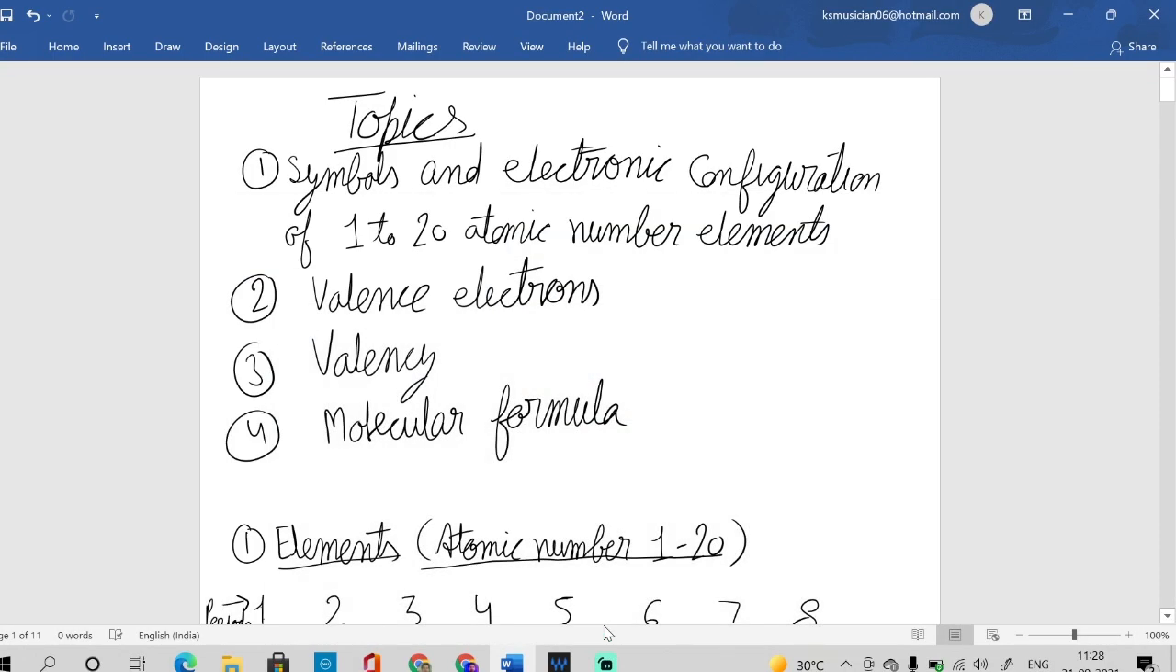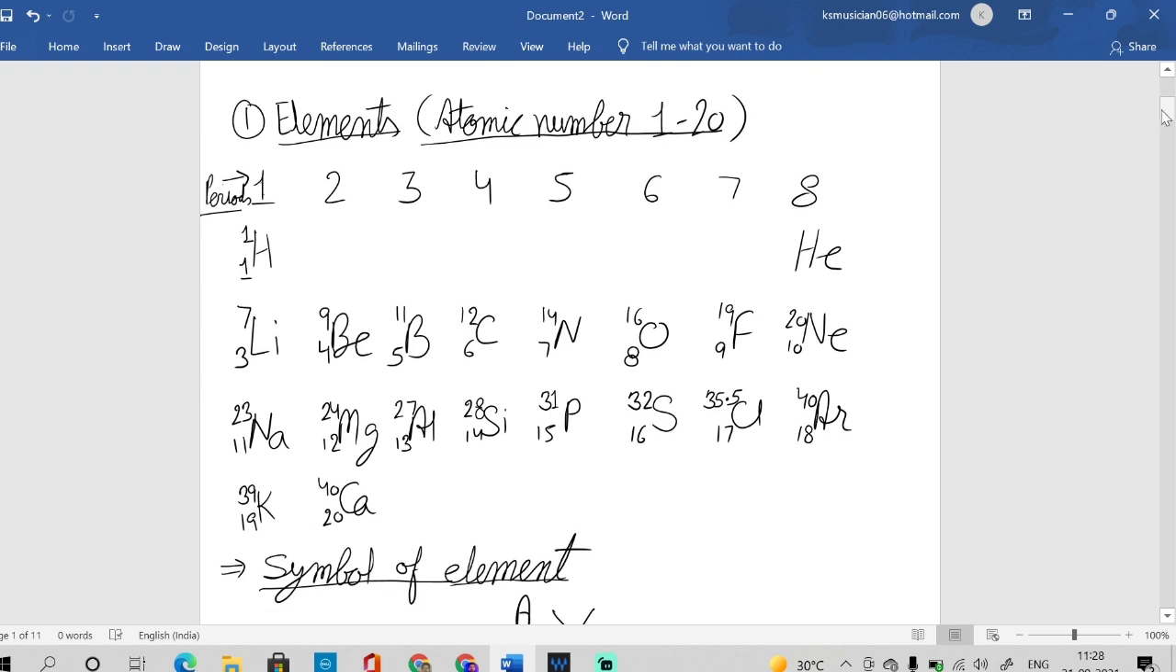Hello students. Today we will talk about some very important and basic topics of chemistry. So first topic is symbols and electronic configuration of the elements having the atomic number 1 to 20. Second we will talk about valence electrons, then valency, and finally we will talk about the molecular formula of the compound. Okay, so these are the elements having atomic number 1 to 20.